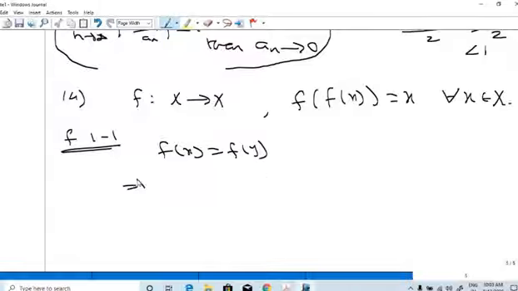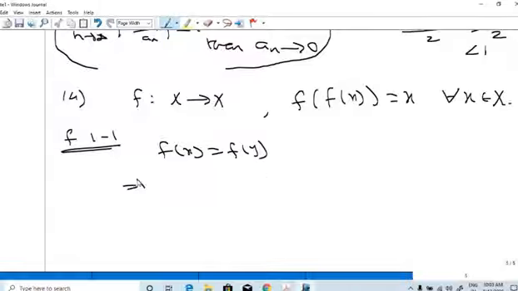Therefore, whenever f of x equals f of y, we have x equal to y. Therefore, f is one-to-one. Now we have to check that f is onto. For that, we have to show that f, a function from X to Y, is onto. Given any element y in the codomain, we have to find an element x in the domain such that x maps to y.